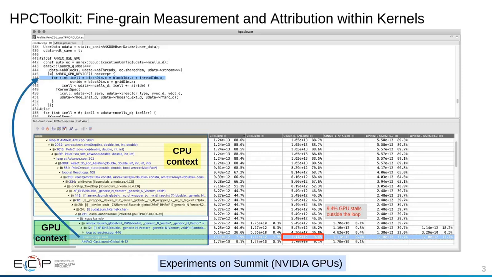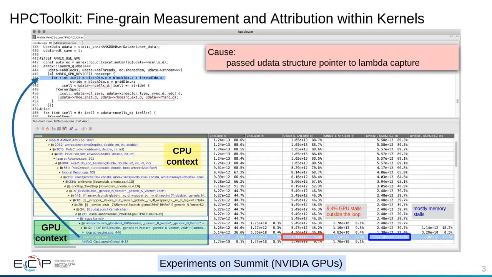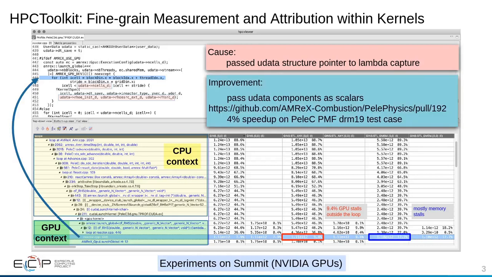Of these stalls, we can also determine that the vast majority of them are memory stalls. This indicates that this kernel, in particular this line of code, is wasting significant time waiting for memory. Why is this happening? By inspecting the code, we can see that a U data pointer is being passed through the lambda capture. Since this structure is allocated on the host, every access through this pointer is going through unified memory. If we instead pass the reference values as scalars through the lambda capture, we will be using constant memory, which is much faster and closer to the device. We recommended this change to the development team, and they were able to obtain a 4% speedup in practice.